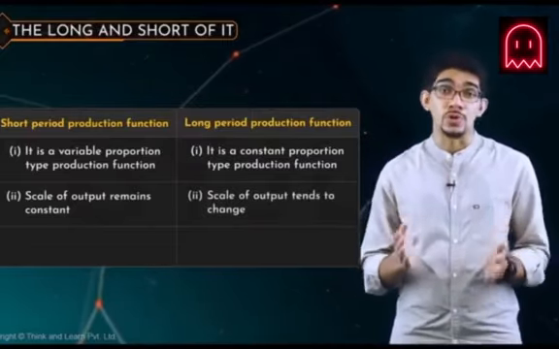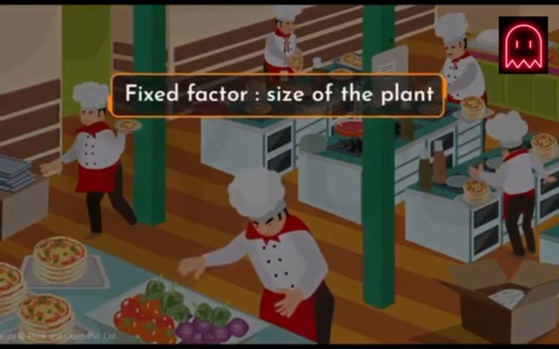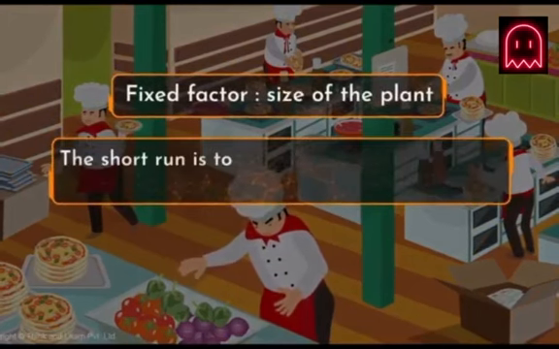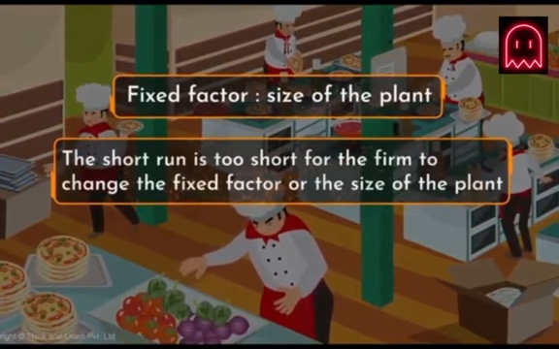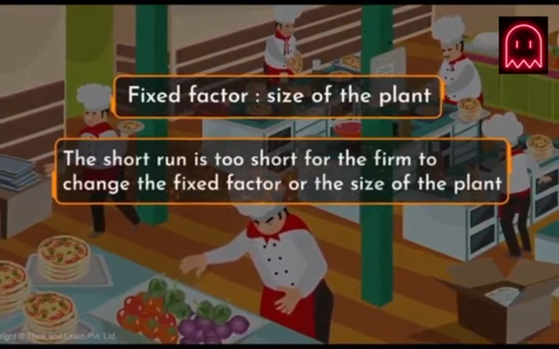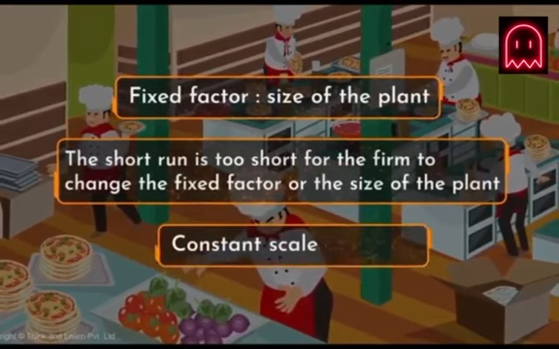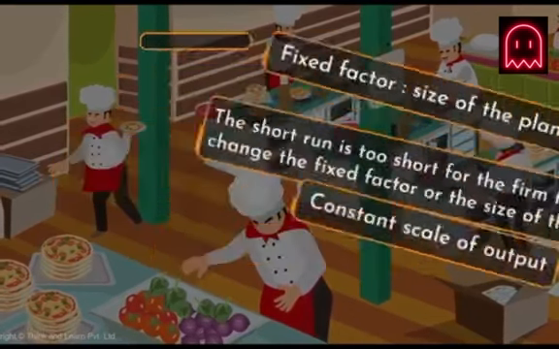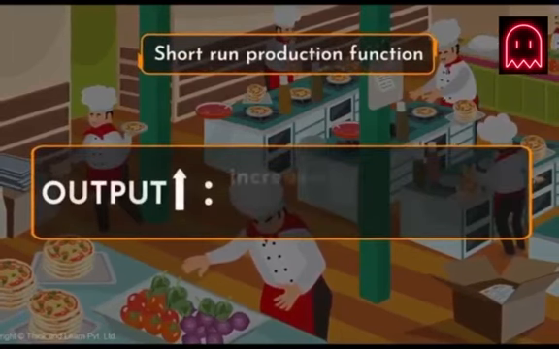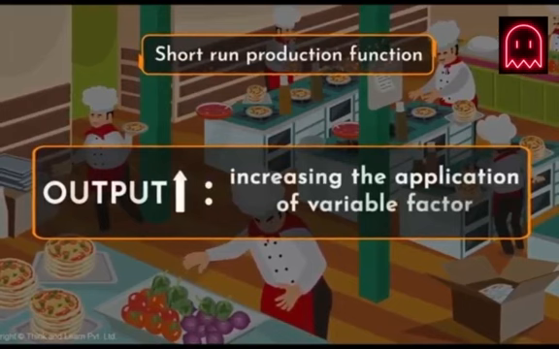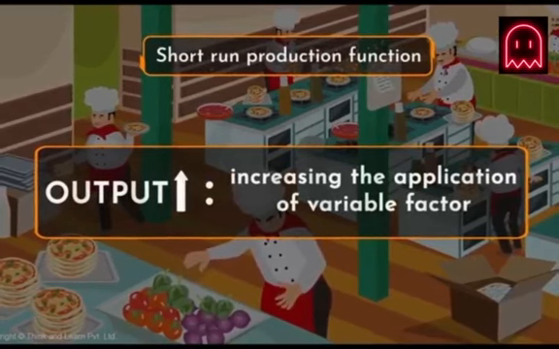Scale of output is indicated by the size of the plant used by the firm. By definition, the short run is too short for the firm to change the fixed factor or the size of the plant. Accordingly, the short-run production function is always studied with reference to constant scale of output. Thus, in the short run, the producer increases the level of his output only by increasing the application of the variable factor, sticking to the same scale of output or the same plan of production.